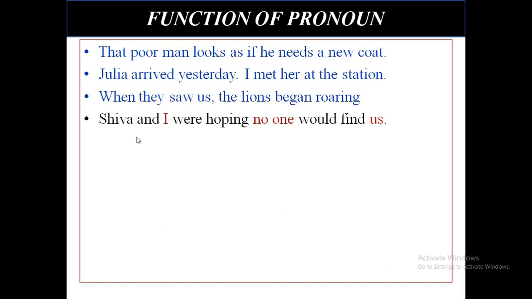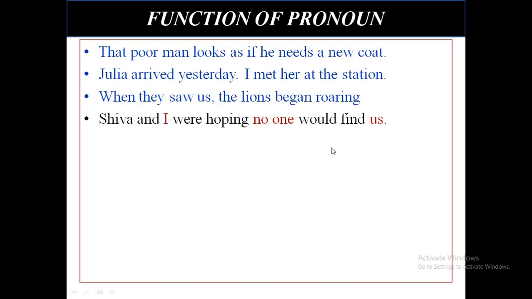Here: Shiva and I were hoping no one would find us. Here we have three pronouns which are highlighted in red. Now let us see which pronoun refers to Shiva and I. Yes, it is us. So the word us is referring to Shiva and I. Here you can see one pronoun which not only refers to a noun, but also refers to another pronoun in this statement.